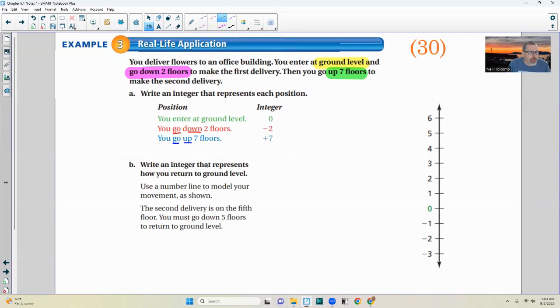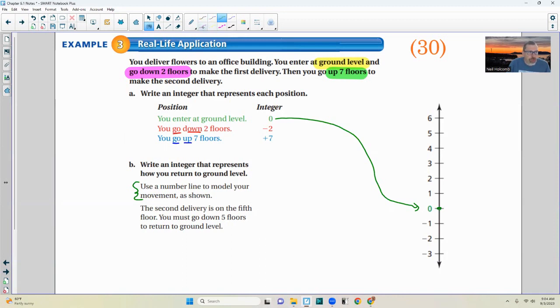Okay, so now it says write an integer that represents how you return to ground level. Okay, use a number line to model your movement as shown. So we're doing this right now. So the first thing we want to do is begin at our starting point, ground level. So we are starting right here. Okay, so I'm going to put a dot there. Here's how we entered. We got here. All right. And it says you entered at ground level. We entered, we're right here.